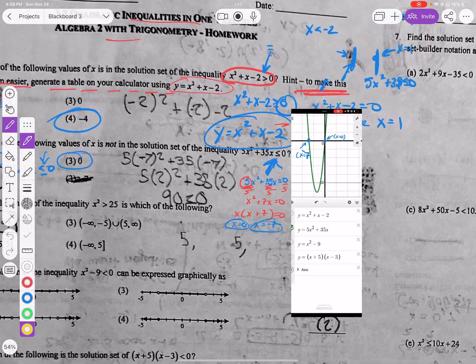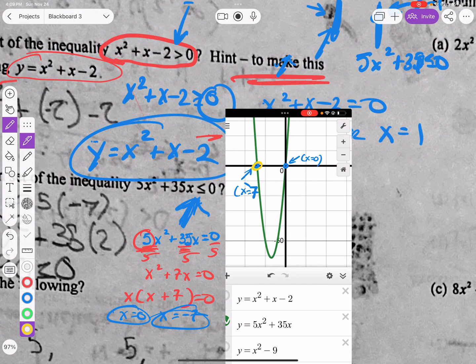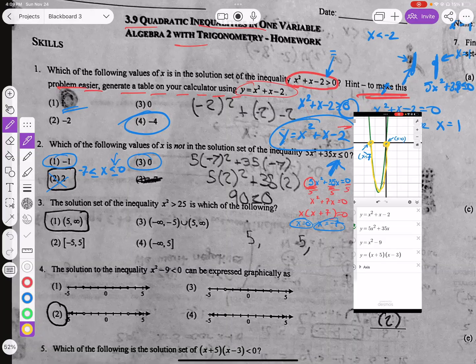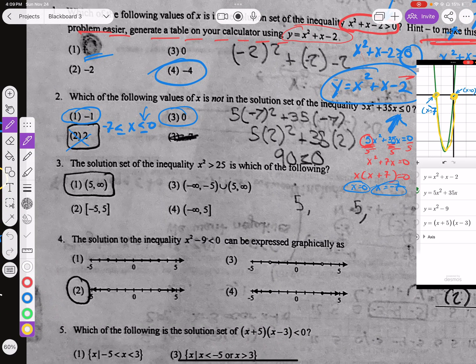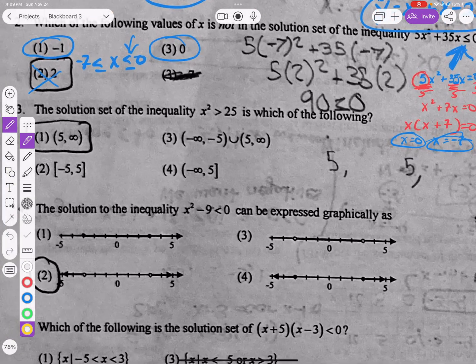And that's what my graph is showing too. It's saying, hey, anything between -7 and 0 gives me negative y values. So that's how you do it. And I'll just keep doing them whichever way seems best for each problem as I go.